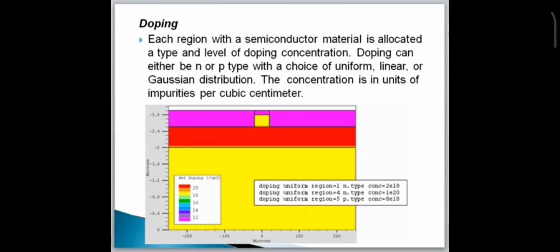After defining the electrode statement, you have to define the doping. Each region with a semiconductor material is allocated a type and level of doping concentration. Doping can either be N-type or P-type with the choice of uniform, linear or Gaussian distribution. The concentration is in units of impurity per cubic centimeter. For example, for the region number 1, 4 and 5, I am using the doping of 2E18, 1E20 and 8E18.